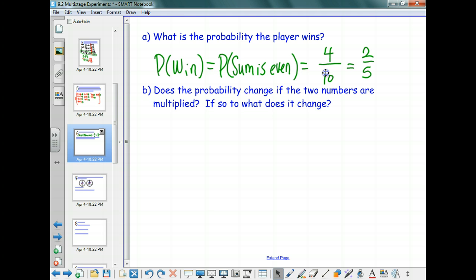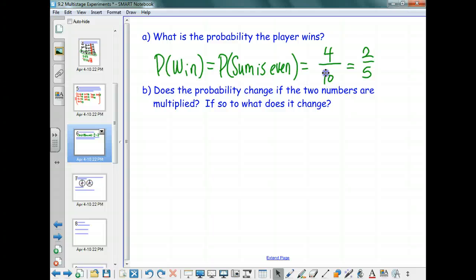Now we're going to change the game. This is the kind of thing that you see happen at carnivals, right? You can't always be losing, or you're not going to win if you're the person running the carnival booth. So this game makes it less likely that you're going to win than lose. Agreed? Because you only had 4 out of 10 ways of winning, whereas there were 6 out of 10 ways of losing. But if you change the game slightly, it can change the results drastically.